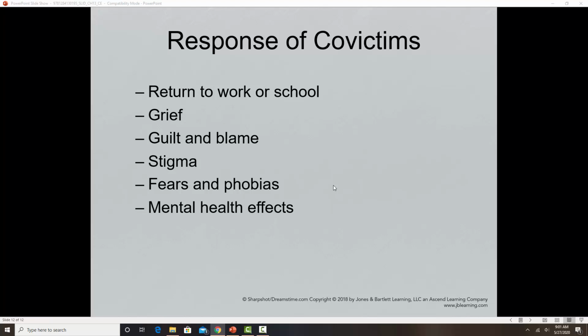They might develop fears and phobias. This is particularly true if it was a violent crime, or if somebody broke into somebody's house and murdered. That really instills fear in not only co-victims, but the community at large. And they could develop mental health issues, depression, anxiety, drinking, in order to deal with all of the feelings they're feeling. So we don't want to minimize the fact that co-victims are often going to need help, grief counseling.